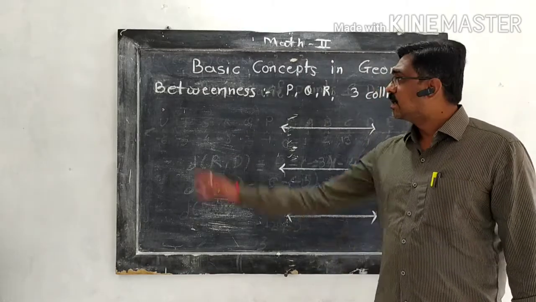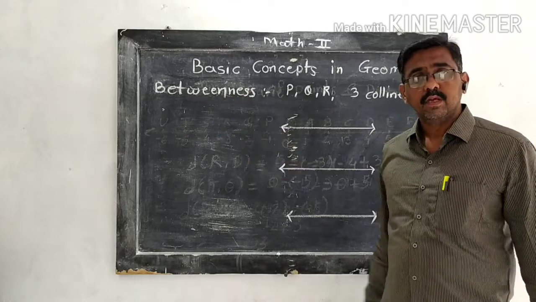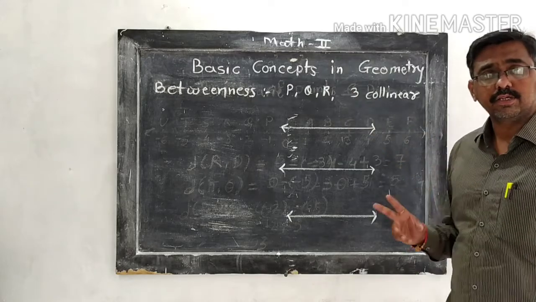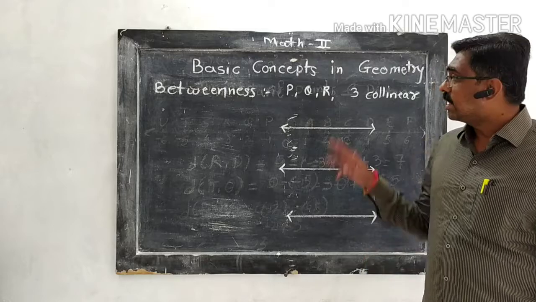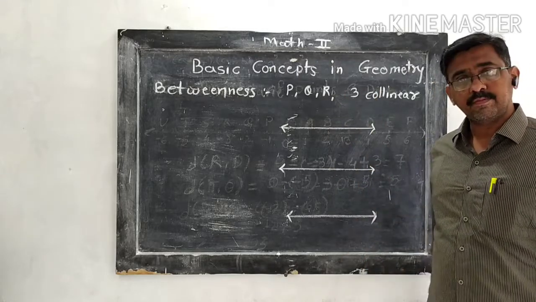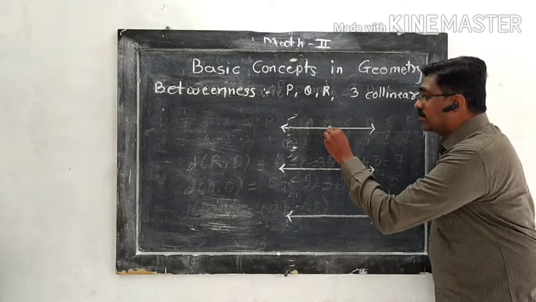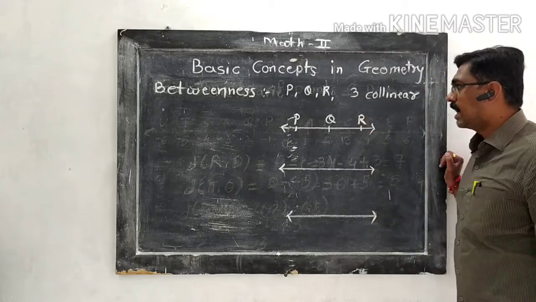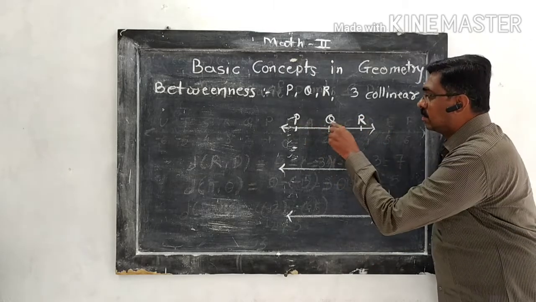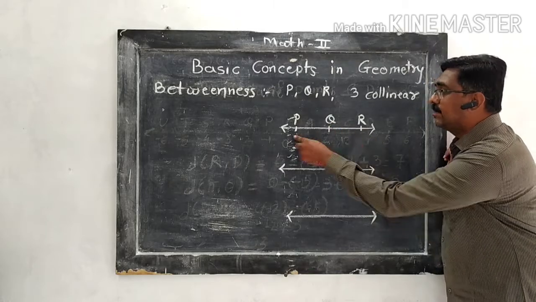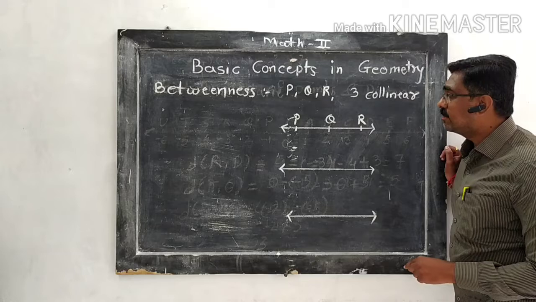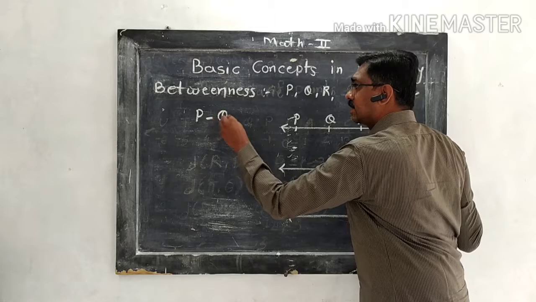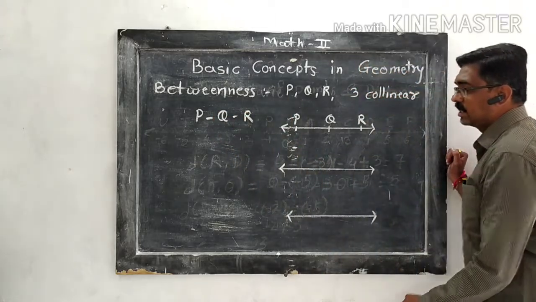Now the next topic that we have to discuss is betweenness. So suppose P, Q, R are three collinear points. Collinear means on one line. So there are three possibilities about these points. First is that Q lies between P and R. So we can say Q is in between P and R. It is also shown by this symbol P-Q-R.